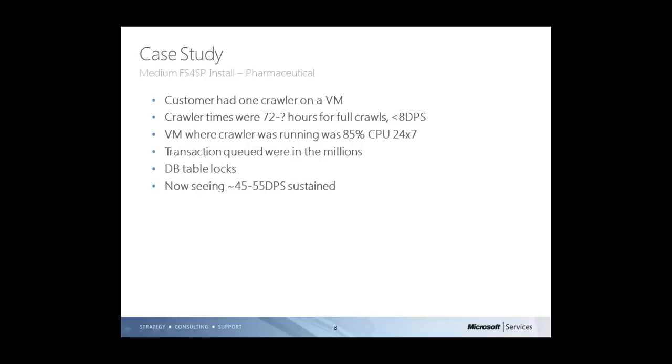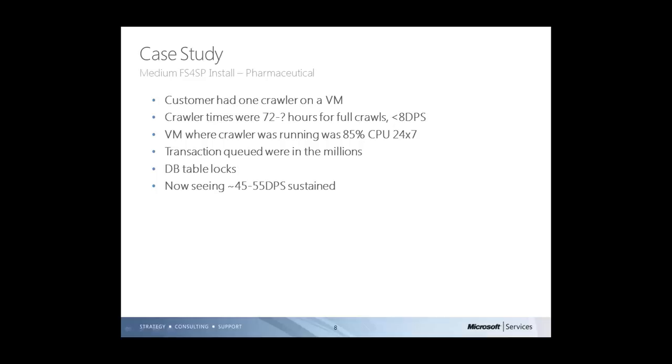So I did have a customer with one crawler and a VM that was set up by, I think, internal people at the company. They're a pharmaceutical company. All of their documents are pretty high level. They have a really high dictionary rate and managed properties, so all of their documents are really large in the index. Crawl times for 8 to 9 million documents were taking 72 hours or more. Basically, they were running forever.